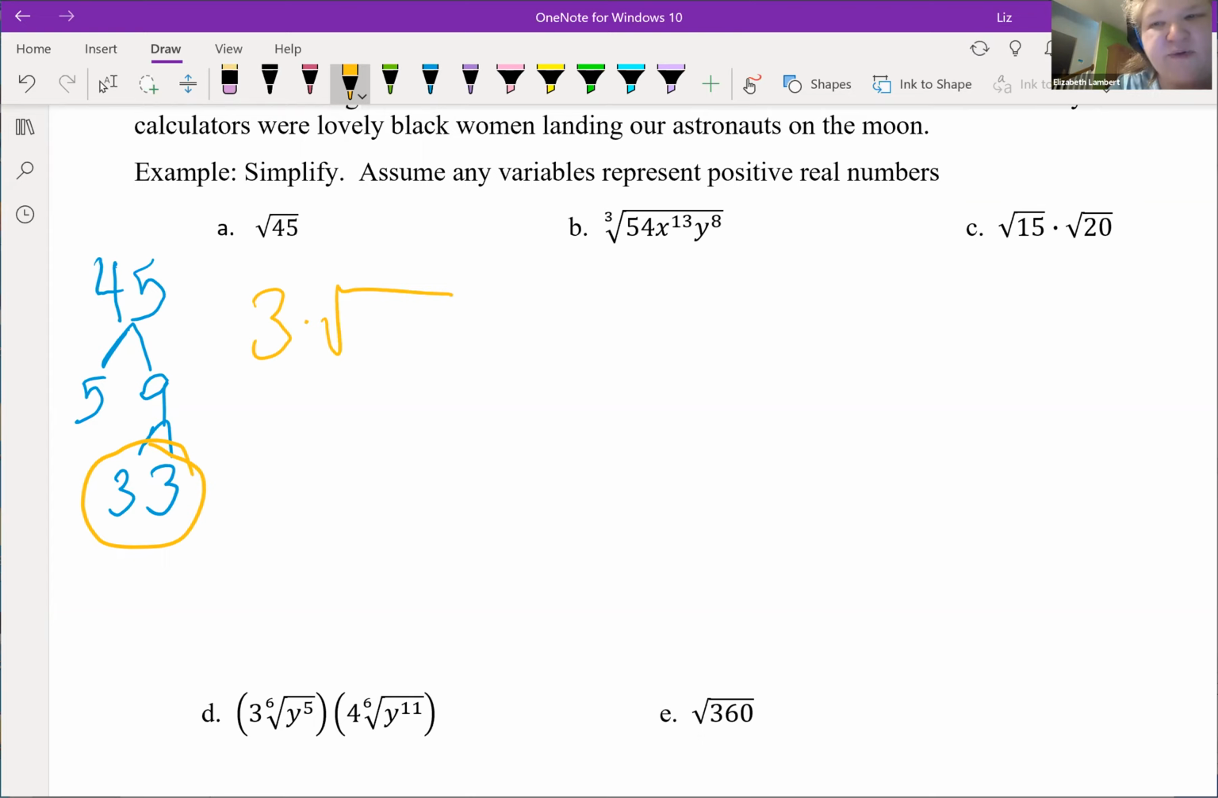Anything that did not have a pair, which in this case is our 5, is the leftovers. 5 does not have a partner to break out of the radical jail, so the 5 is stuck inside still. Now, if everybody breaks out, you just have a square root of 1, which is 1. But most of the time, there's usually a leftover. All right, so the square root of 45 is the same as 3 square root 5.